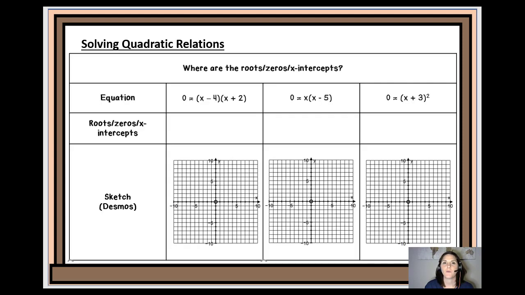All of the examples that we will be looking at today are already in factored form. So what we are going to do is set each factor equal to 0 and solve for x. That will give us the zeros, also known as the roots, and also known as the x-intercepts. Then we're going to go to the Desmos website and plug those zeros in, and sketch a graph. Okay, here's our first question.